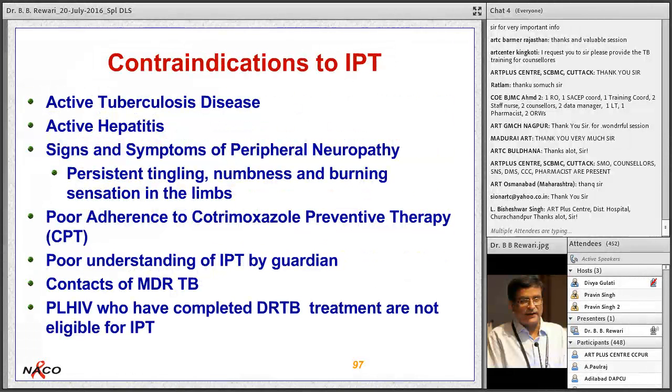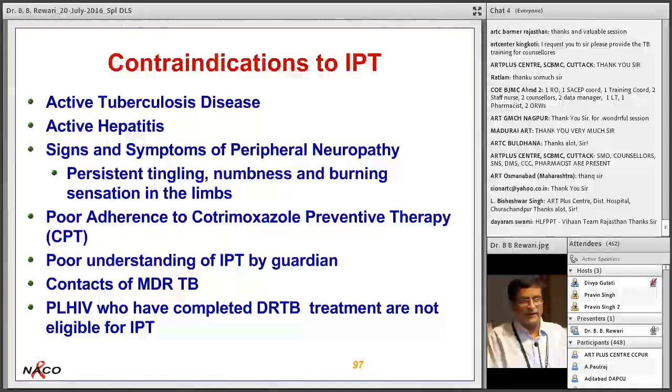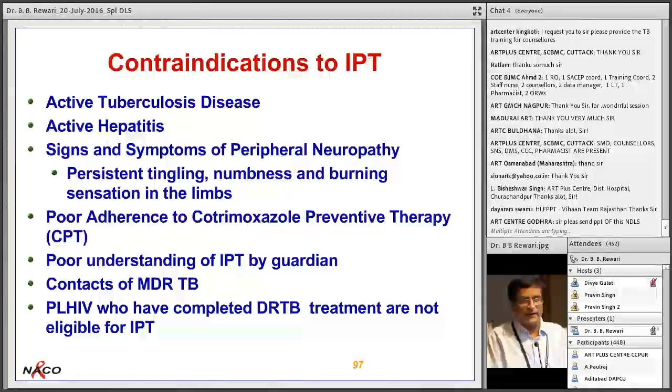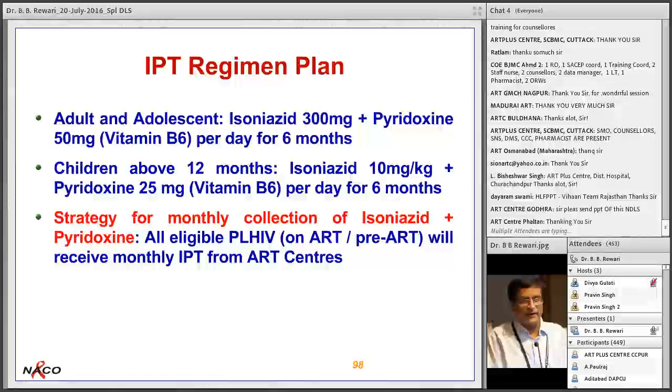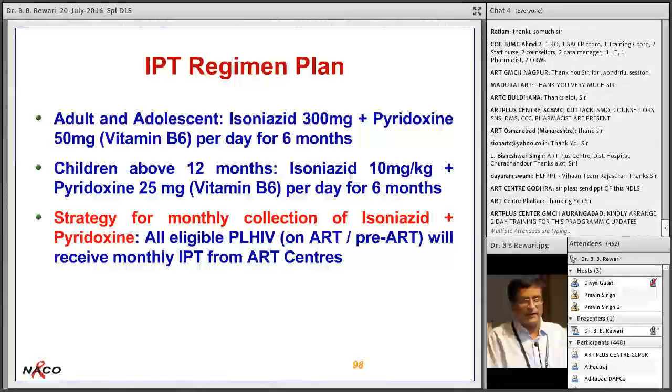There are some contraindications, which are active TB disease, which you have to rule out, active hepatitis, peripheral neuropathy, poor adherence to CPT, and poor understanding of IPT. IPT cannot be provided in these cases. This will again be isoniazid 300 mg plus pyridoxine, which will be provided on a monthly basis by ART Plus centers.